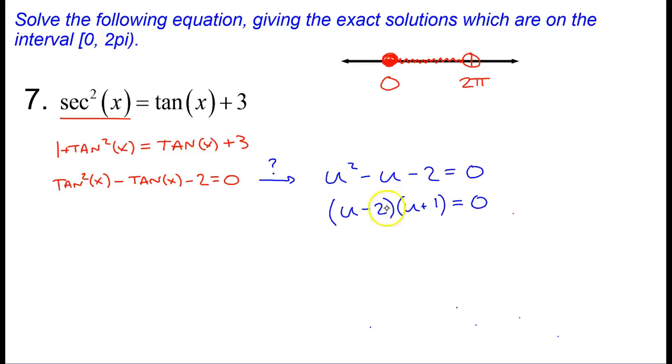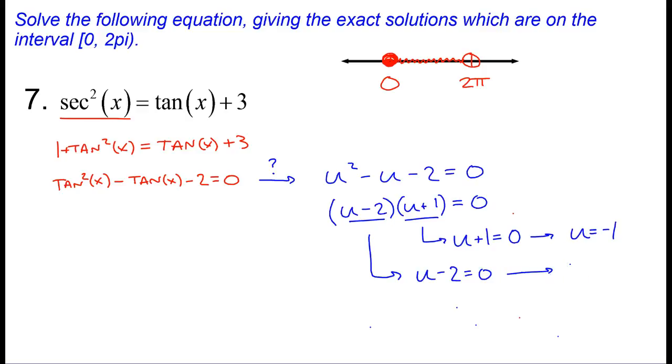Okay, I have a product here: this factor times this factor, and it equals 0. So that means u plus 1 equals 0, or u equals negative 1. And if I look at this factor, I have u minus 2 equals 0, which tells me that u equals 2. So what I've done here is a form of u substitution. I've looked at a similar equation and said, I know what the solutions are to u squared minus u minus 2 equals 0. Can I transfer that knowledge over here?